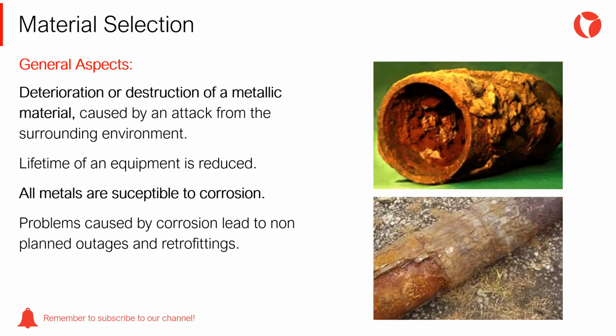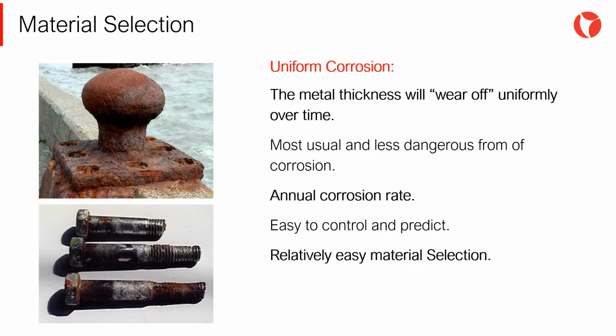In technical terms, corrosion is defined as the deterioration or destruction of a metallic material caused by electrochemical attack from the surrounding environment. In practical terms, it is almost impossible to eliminate corrosion. The effective engineering work in this field is more towards controlling it than completely eliminating it. Uniform or general corrosion acts evenly on a metal surface, which in most cases can be controlled, providing a range of admissible corrosion thickness. The metal thickness will wear off uniformly over time, which is the most common and least dangerous of all types of corrosion.